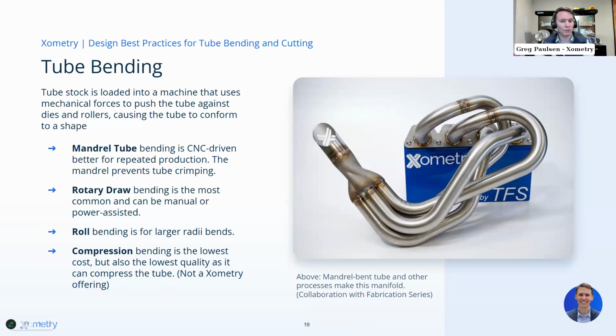So we launched with mandrel tube bending for instant quoting, but those center lines over 6 inches or so may turn into a roll bend, or if they have an odd radius to them, that may become a roll. Non-standard. Yeah, non-standard. Thank you for the actual words to use there.